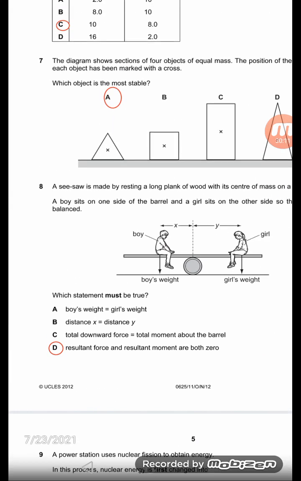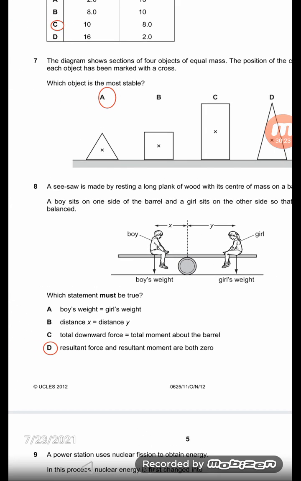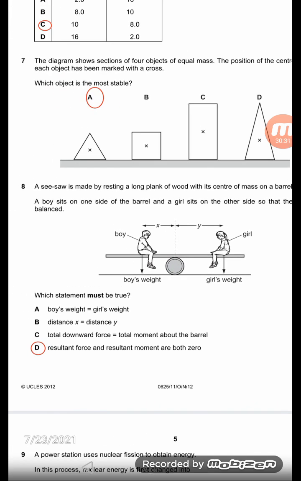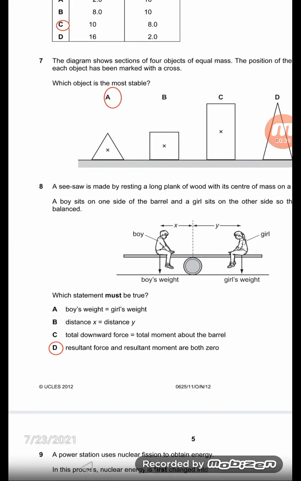And this one, for equilibrium, you know the net force should be 0, the resultant force should be 0, and the resultant moment should be 0. They are saying the boy sits on one side and the girl sits on the other side of the seesaw, and it is balanced. When it is balanced, you cannot write boy's weight is equal to girl's weight. When they say something is balanced, we don't say weight, we say total moment. If they say total downward force equal to total upward force, then you can consider it. But here they say total downward force equal to total moment about the pivot, so that is wrong. The resultant force and resultant moment are both 0, so this is correct.